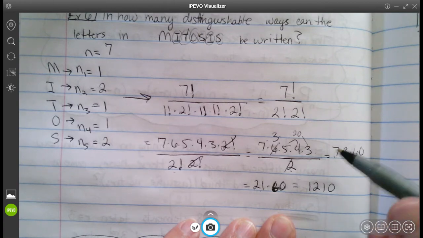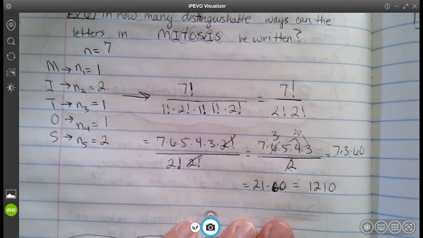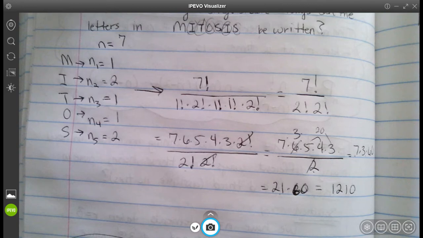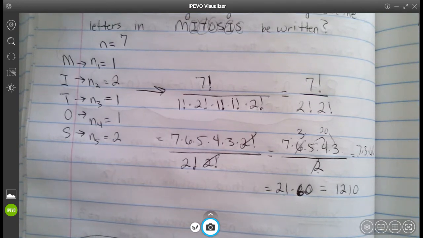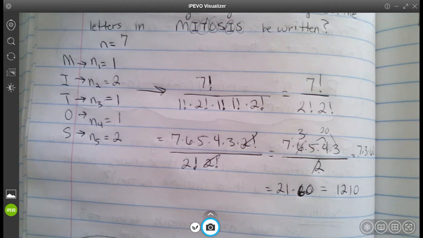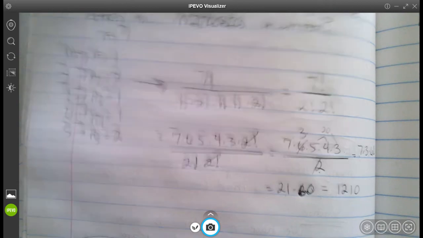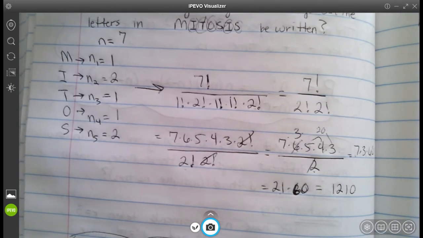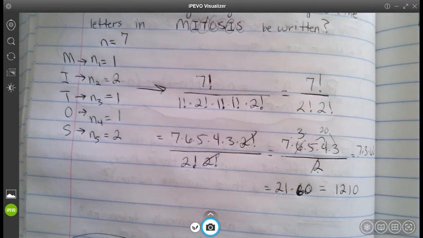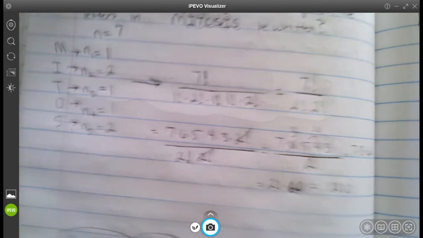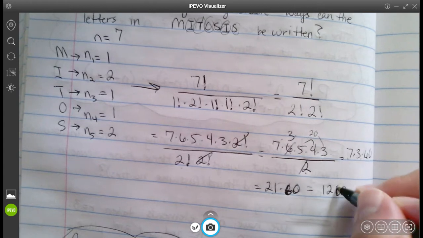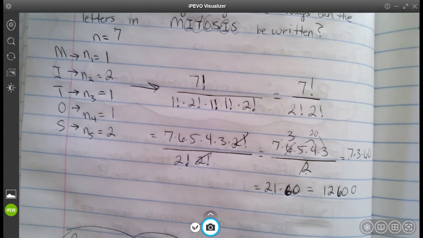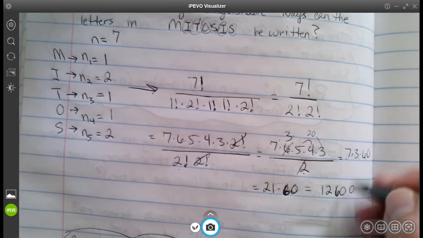I think I'm missing a 0 somewhere. Let me double check this real quick because mental math doesn't always work. So let's see, 7, 3, and then 5, 4, 3. Yeah, I forgot a 0 somewhere. Oh, no wonder. You see what happens? 6 times 1 is 6, and then I forgot the 0. So there we go, 1260.